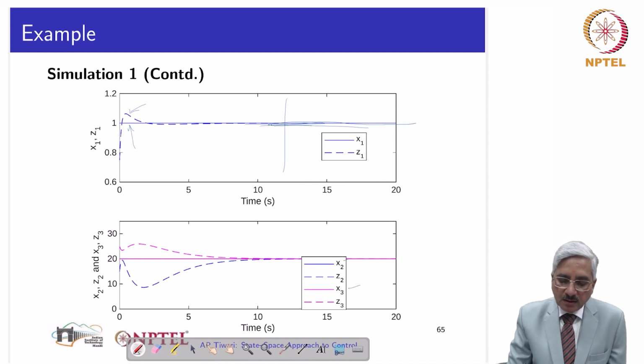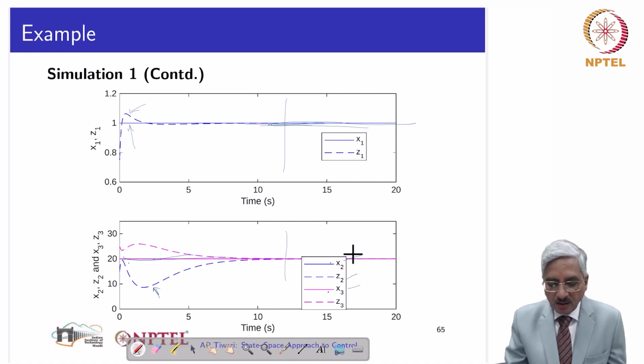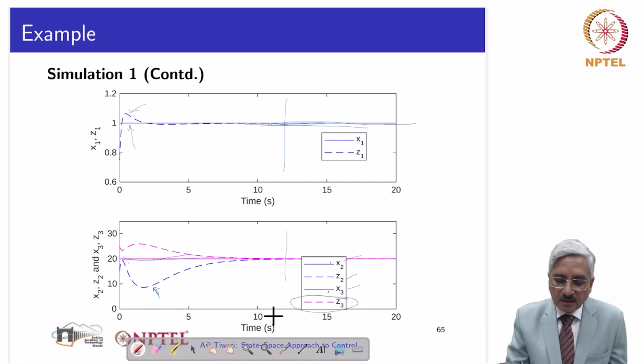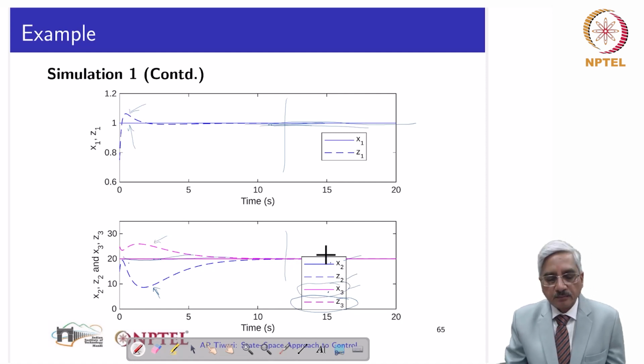x2 and x3, they were at equilibrium and they remain at equilibrium. The two graphs are overlapping each other. Magenta and blue graphs are overlapping each other here. However, the estimate of x2, which is z2, is shown by the blue dashed line. It undergoes an initial transient and stabilizes, catches up with x2 in an asymptotic manner. And z3, which is the estimate of x3, also undergoes initial variations but catches up.